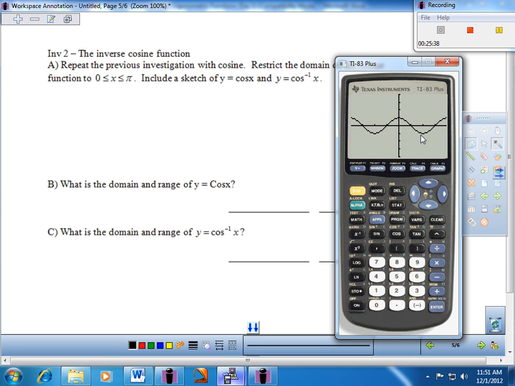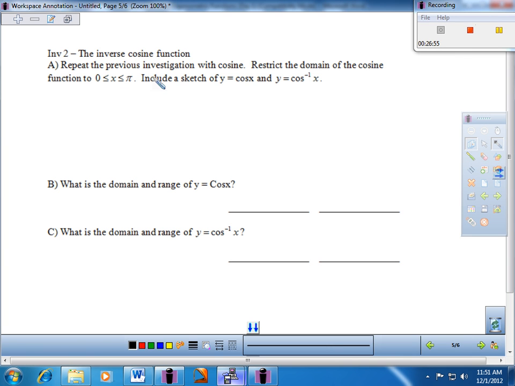And so that's what it says. So it says restrict the domain interval of cosine to 0 to pi. Include a sketch and so forth. Now this one's going to be a little harder to draw. So bear with me on it. I'll do the best I can. You do the best you can, and we'll go from there. So it should look something like this, give or take. I'm going to kind of go like this. Just trying to get my picture to do this justice here.